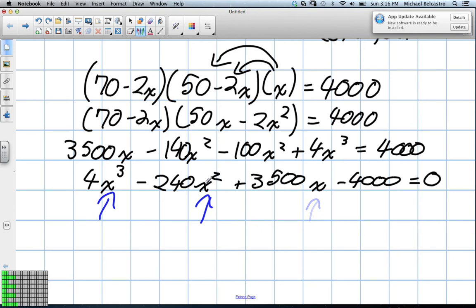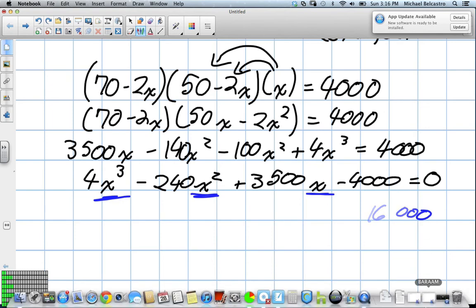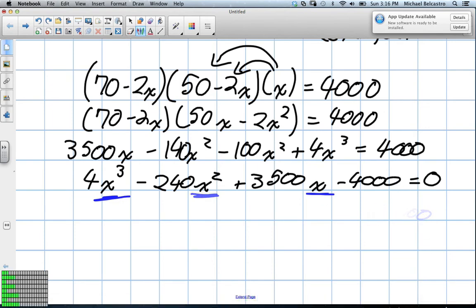So we need to try values, and remember one of the ways was to find factors of the first and last term when they're multiplied together. So that would give us 16,000. We should try some factors of that to see if we get a 0 in our x here. Okay, so that's going to be our first part. We're going to take a second to do that, just because it could take a little.